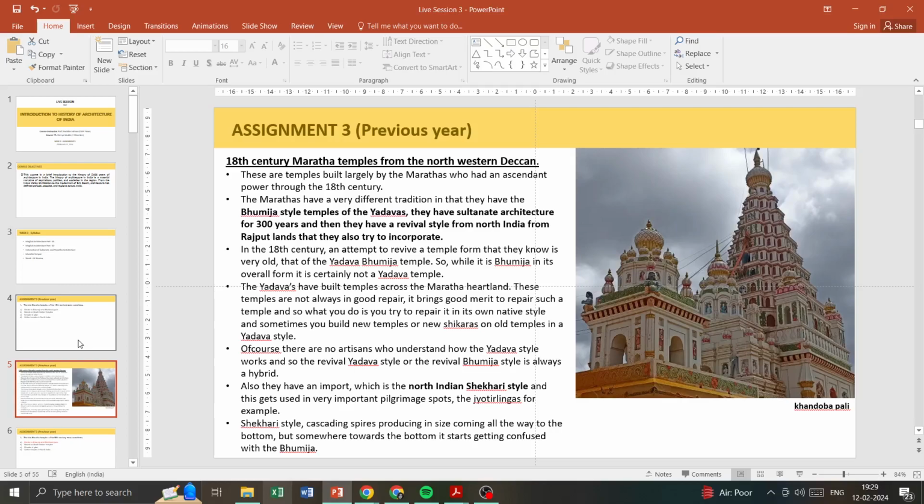They also tried to revive a lot of Yadava Bhumija temples, but because the artisans did not exactly know how to do that, it created a lot of hybrid temples. And they imported the North Indian Shekhari style into their temples also. Earlier, they used to have Yadava Bhumija temples under the reign of the Yadavas, but they also incorporated Shekhari styles, and it was very common for Jyotirlingas. However, the Shekhari style was also not purely Shekhari, it was often amalgamated with Bhumija style.